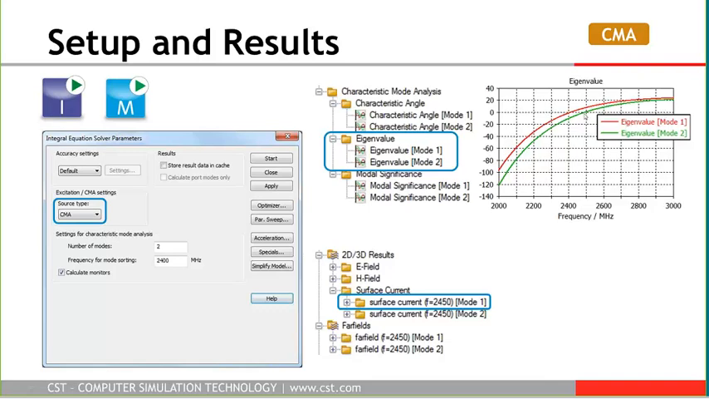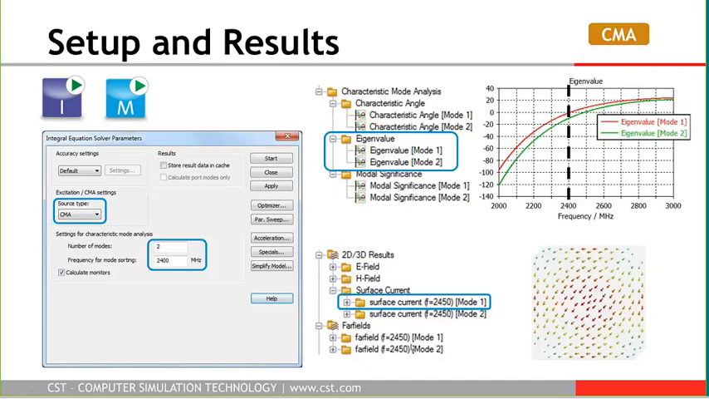And to label which mode is mode 1 and which mode is mode 2, you need to somehow decide or put a criteria. And this criteria is actually available in the dialog of the solver. Here you specify how many modes you would like to calculate and what is the frequency for sorting. In other words, what is the frequency at which I will label which one is mode 1, which one is mode 2. And the mode which is closer to resonance at this frequency will be labeled with a smaller number.